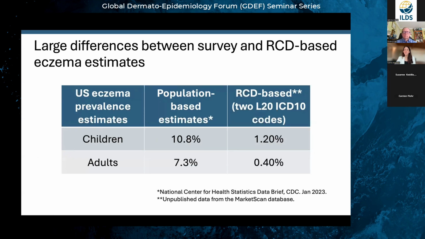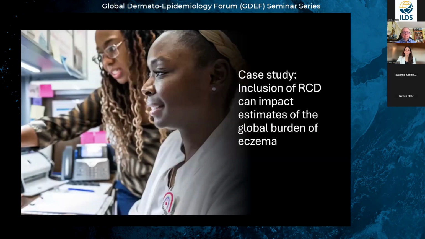And this is important because there's very large differences sometimes. In the case of eczema in the US, there is a 10 to 20-fold difference between population-based estimates based on a national survey of self-reported physician diagnosis as compared to data from a large claims database where they required 2 of the ICD-10 codes. You can see the span is very large for both children and adults using data from the same year.